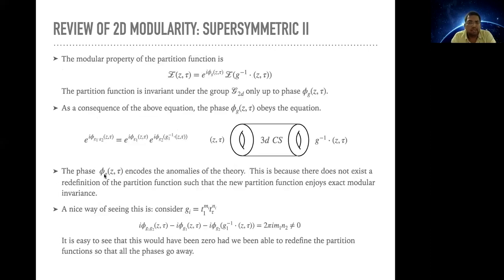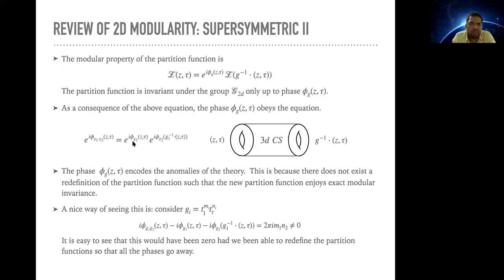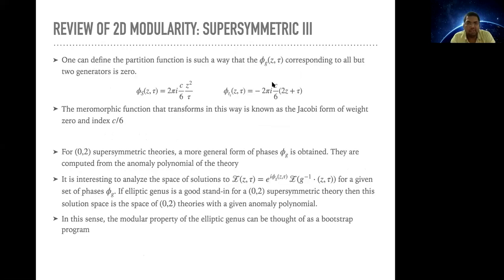But as a consequence of this equation, once you compute this phi for G, which is the generator of the group of large transformations, then using this equation you can compute it for all group elements, because it's telling you what is the phi for G1 G2, once you know phi for G1 and phi for G2. So once you know them for generators, you know what this is for their products.